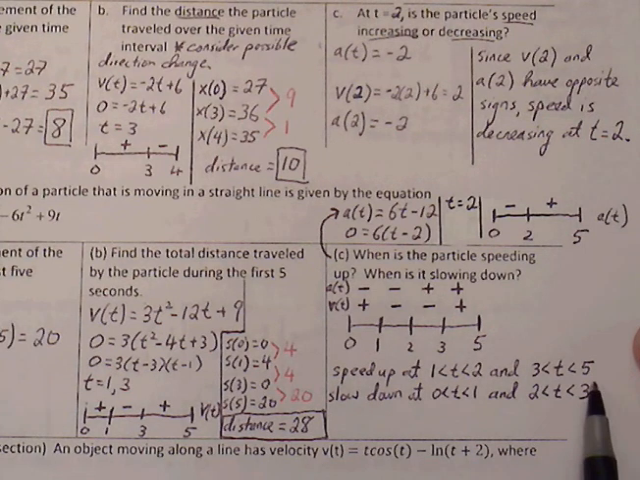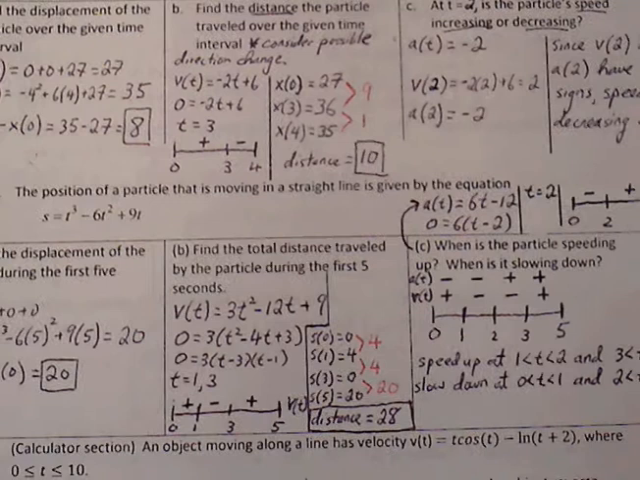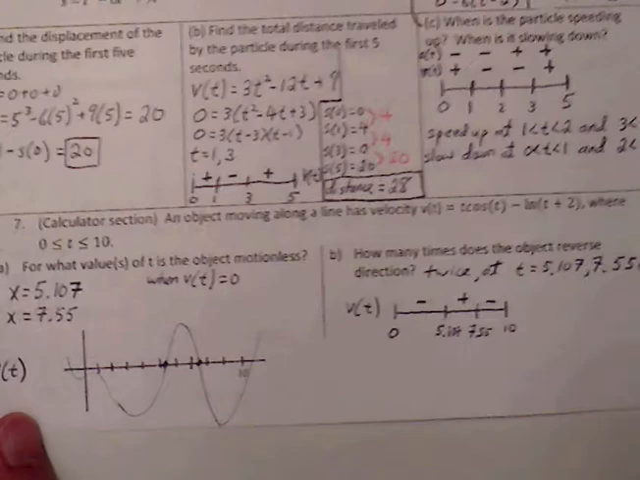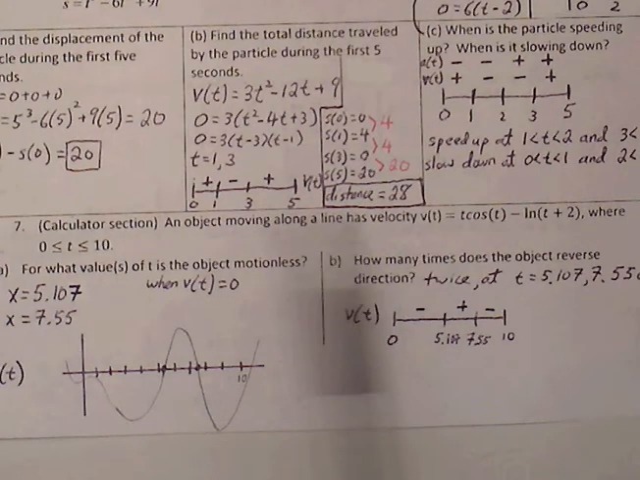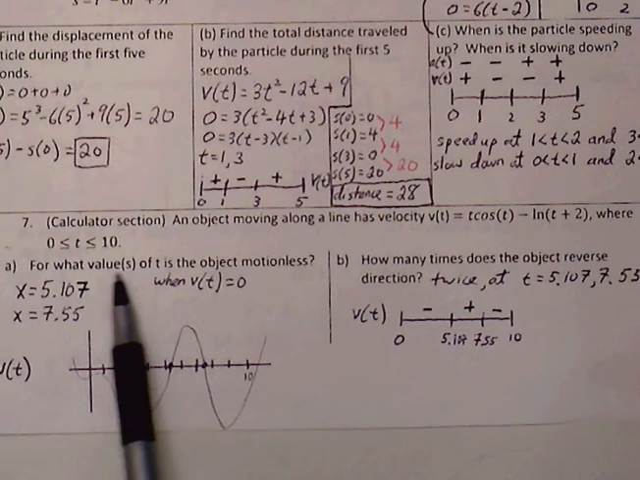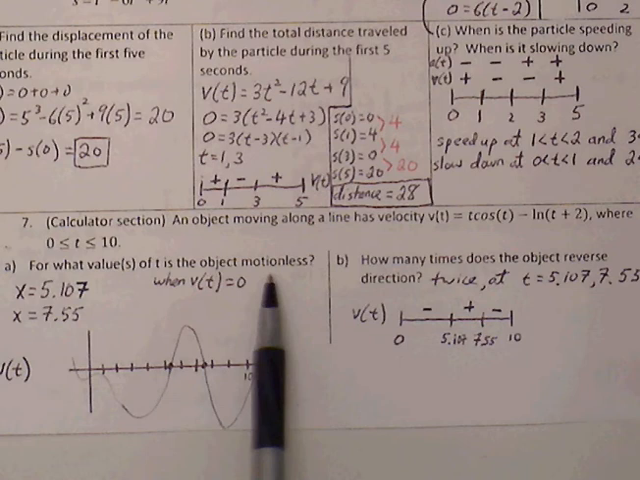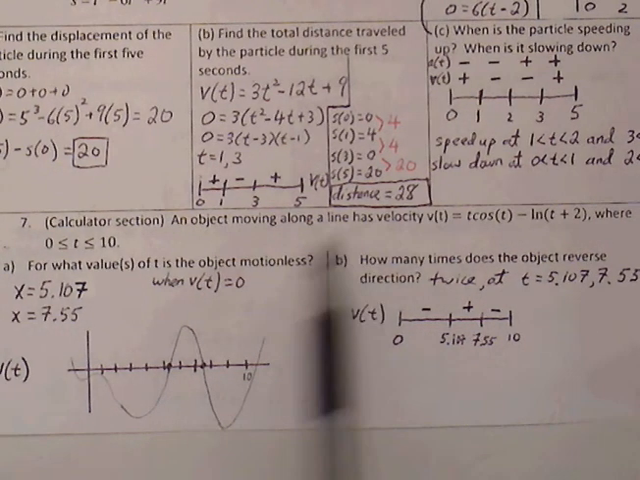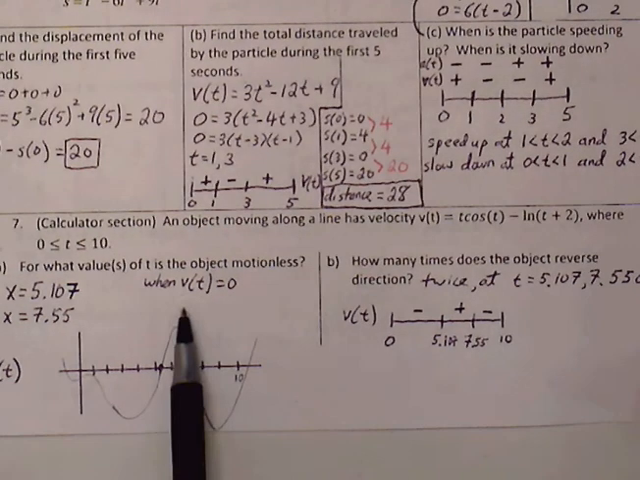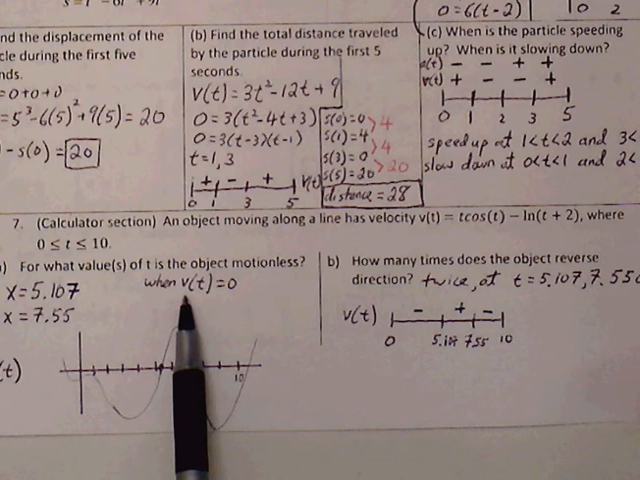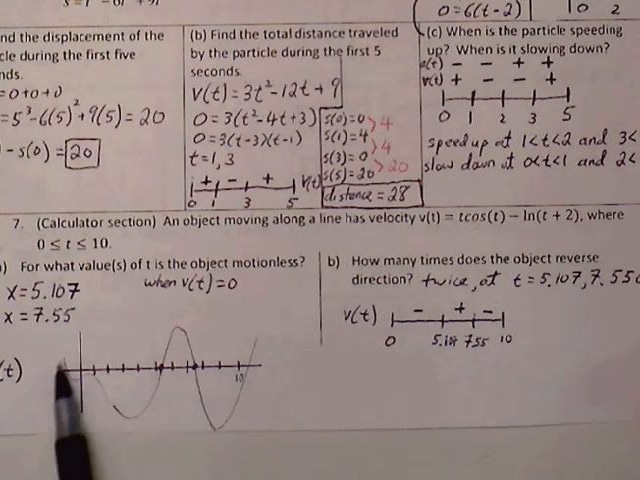Okay, number 7, this is a calculator question. An object moving along a line has velocity v of t, where t is between 0 and 10. So for what value is the object motionless? So just like before, to find when the object is motionless, we set the velocity equal to 0, but this is not going to be as easy to solve by hand. So we're just simply going to put this in the calculator and see where the graph crosses the x-axis.